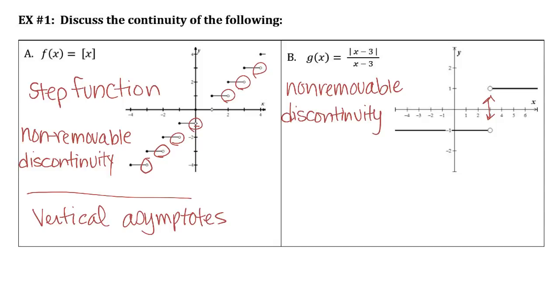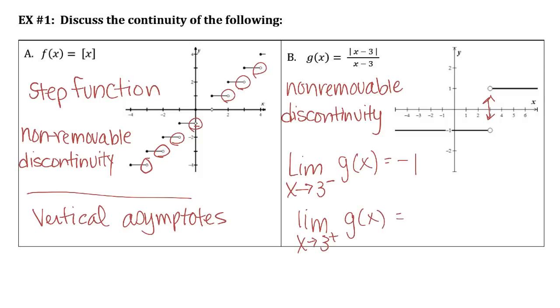Okay. Now, look at the non-removable discontinuity, the limit as x approaches, let's see, what value do we have in question 3? The limit as x approaches 3 from the left of g of x, well, that's going to exist. That's going to be -1. And then the limit as x approaches 3 from the right of g of x, that's going to be +1. So notice the one-sided limits exist, but the actual limit itself, as x approaches 3 of g of x, does not exist. So do keep that in mind.